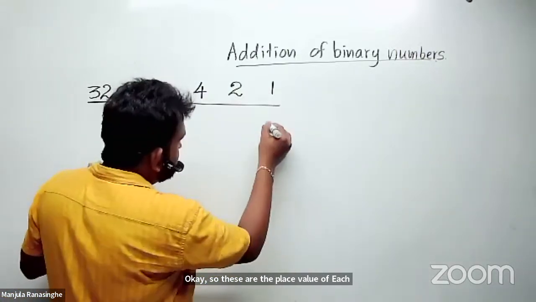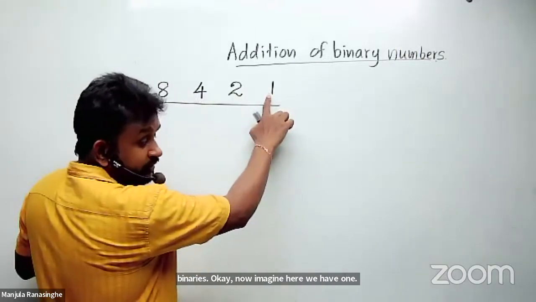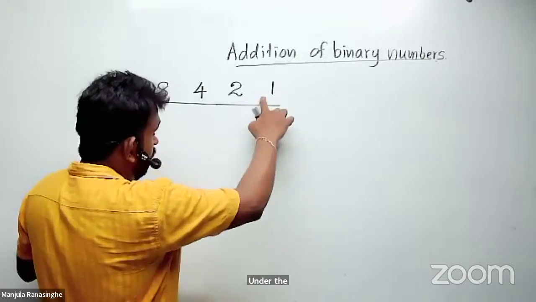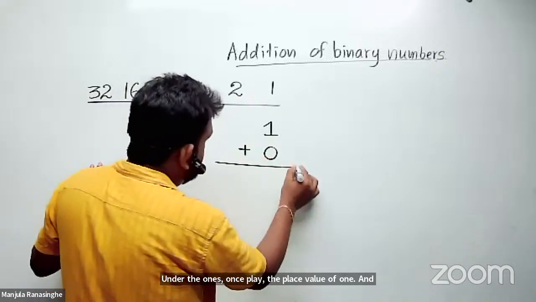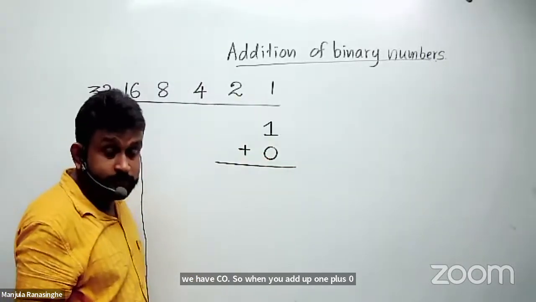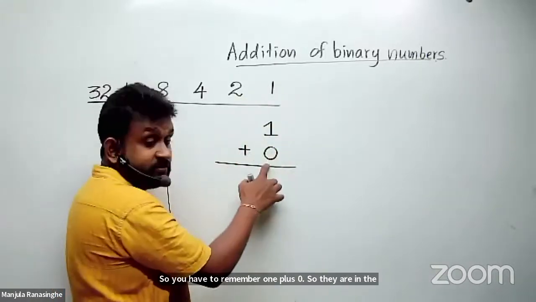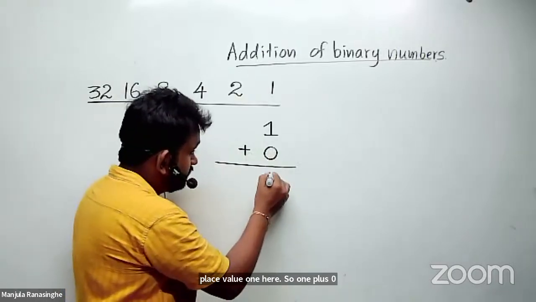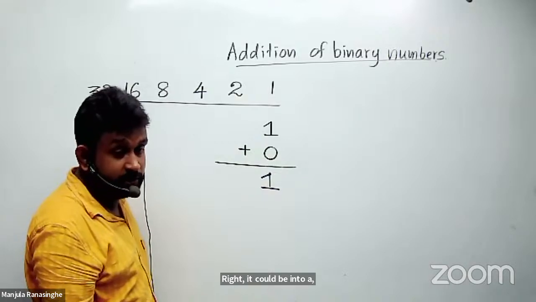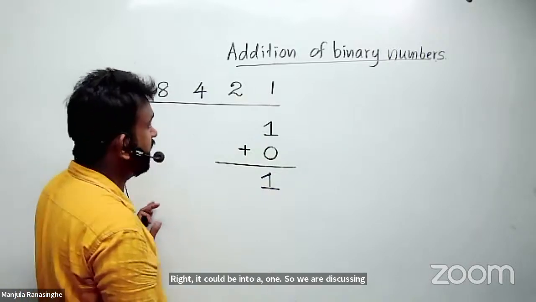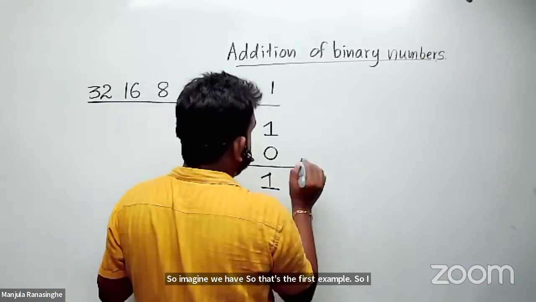Now imagine here we have 1 under the ones place, the place value of 1, and we have 0. When you add 1 plus 0, what happens? You have to remember 1 plus 0. They are in the place value 1 here, so 1 plus 0 becomes 1. Adding nothing to one gives 1. We are discussing binary numbers, so 1 plus 0 is 1. That is the first example. So I write here 1 plus 0 is 1.